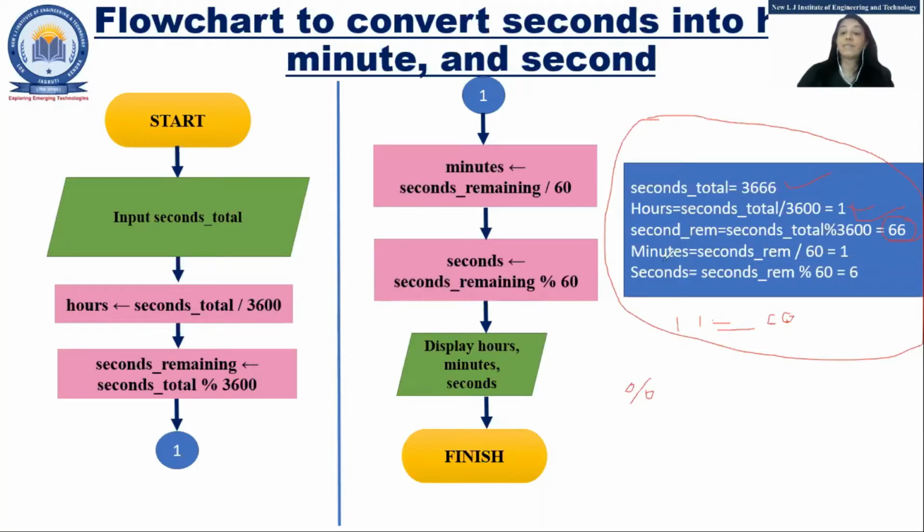So you can see the minutes statement: minutes equal to seconds remaining, that is 66, divided by 60. It is a division. It will not give you a float one, right? So it is 1. Now after that you need to get 6 seconds. For that, which one have we used? The modulo operator. Just remember that modulo will give you the remainder.